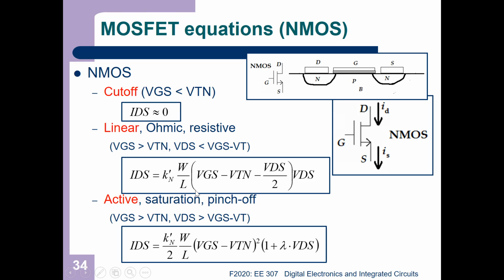Okay. In this class, we're hoping we're not in cutoff or linear. We're hoping we're in the active region. And the reason we like to be in the active region is because that's where you get the most current and the most current change. When you have an amplifier, the output of a transistor is actually current.